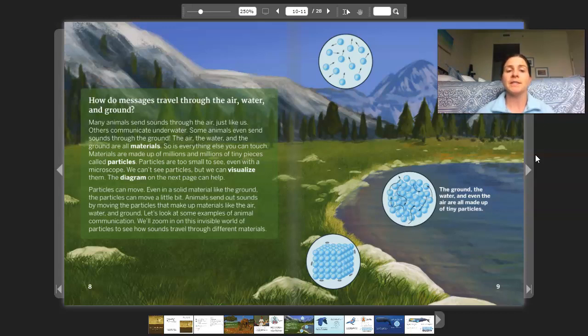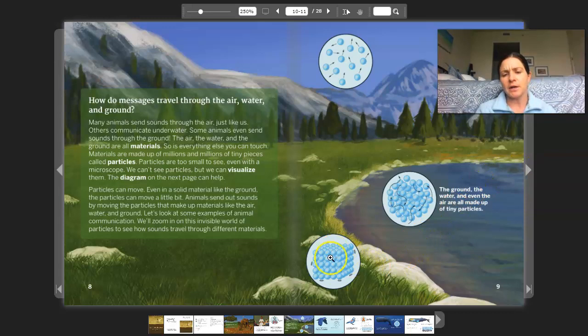Particles are too small to be seen, even with a microscope. We can't see particles, but we can visualize them. The diagram on the next page can help. Particles can move. Even in solid material like the ground, the particles can move a little bit. Animals send out sounds by moving the particles that make up materials like the air, water, and ground. Let's look at some examples of animal communication. We'll zoom in on this invisible world of particles to see how sounds travel through different materials.